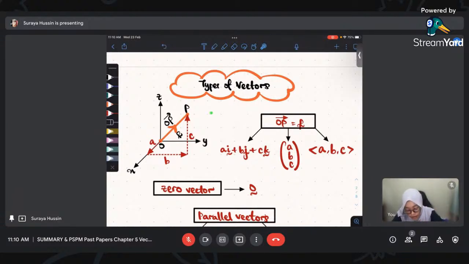Jadi it's very good in subjective PSPM nanti, you wajib tulis the symbol there untuk memberi kefahaman kepada pemeriksa yang itu adalah vektor kamu. I'm repeating this because it's important. Alright? So please give a good way of writing in maths.